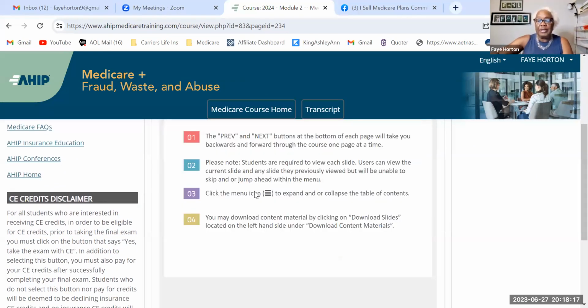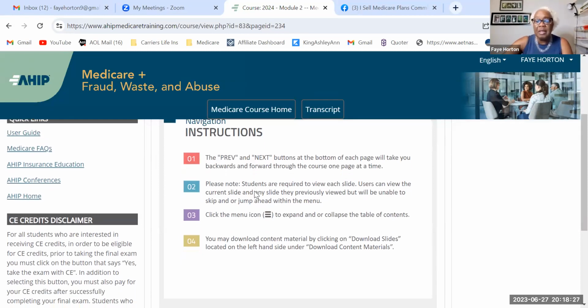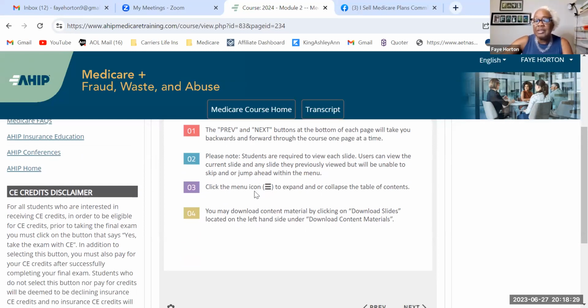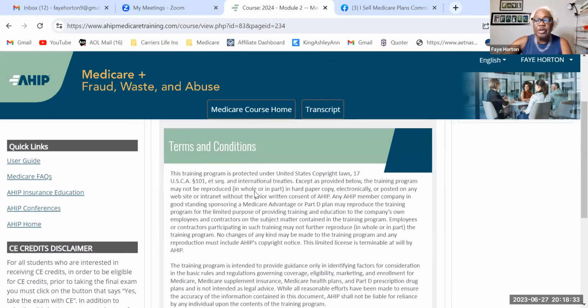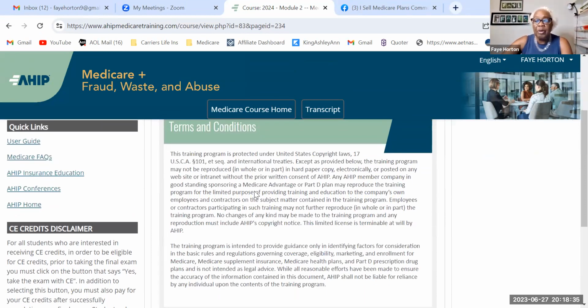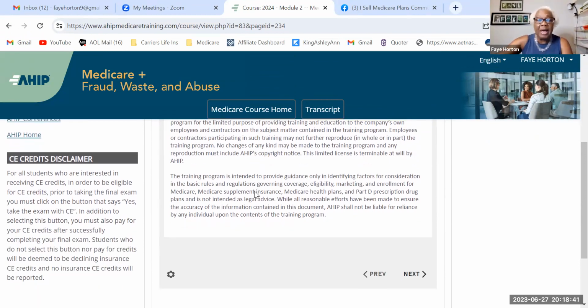Okay, start the course. The navigation instructions are always going to be the same, so I won't waste too much time. There's previous and there's next, and each of these notes is the same for each one of the modules that you start. The terms and conditions: the training program is, of course, protected by the United States copyright laws. That's going to be the same in every module.